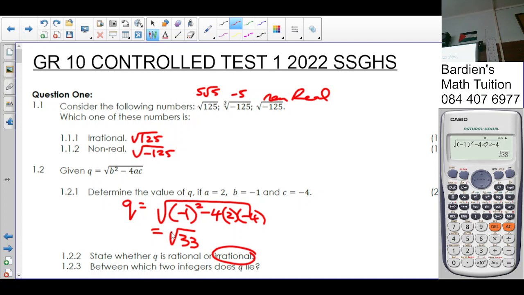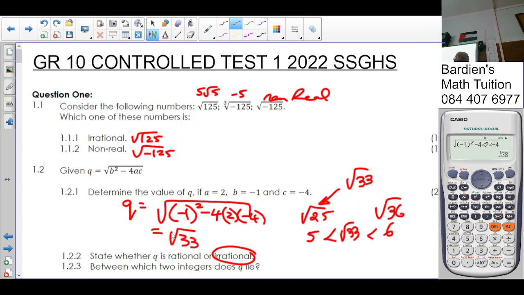Between which two integers does q lie? So if we're looking at the square root of 33, the perfect squares on either side of 33 are the square root of 25 and the square root of 36. So it's lying between 5 and 6. Okay.